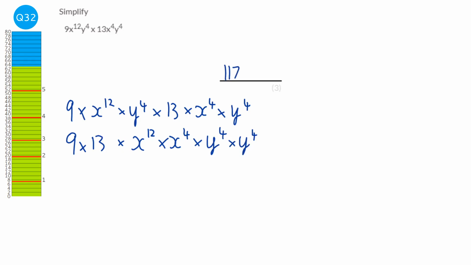Then we've got x to the power of 12 times x to the power 4. Now we know when we multiply two powers of the same base, and the base is x on both of those, we just add the powers. So it's 12 plus 4, which is 16. So it'll be x to the power of 16. And then y to the power 4 times y to the power 4, we just add them together, so it's y to the power of 8.